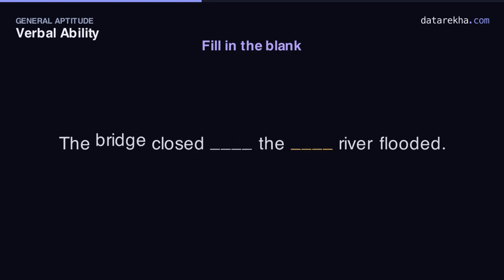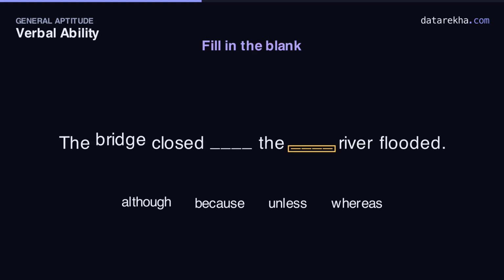And fourth, a cause. The bridge closed blank, the river flooded. The flood is the reason. The closure is the result. That reason and result link needs a cause word. Although and whereas signal contrast, unless signals a condition, because gives the reason. The bridge closed because the river flooded.